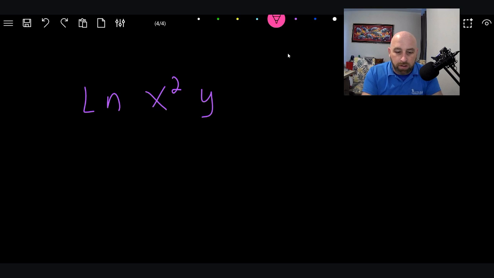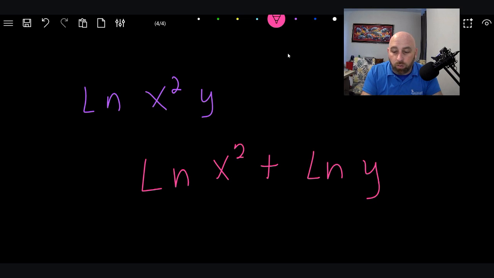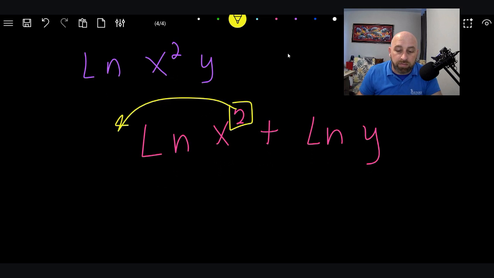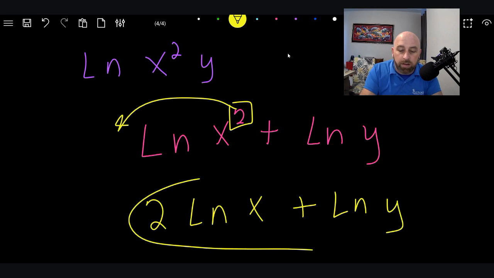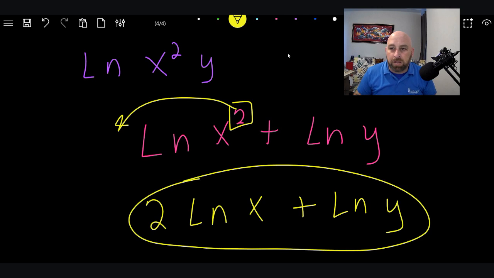X times y. So we want ln x squared plus ln y. Okay? That's the product rule. Now we have to deal with this power rule. Okay? So what do we do with that power rule? What do we do with that guy? Do you remember? That's right. We kick him out to the front right there. So it's 2 ln x plus ln y, and that would be the correct answer right there. And that's expanding logarithms.